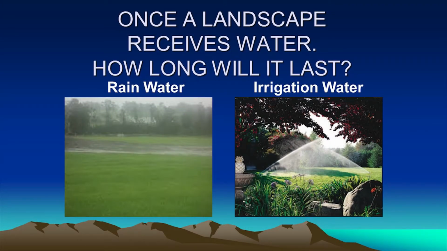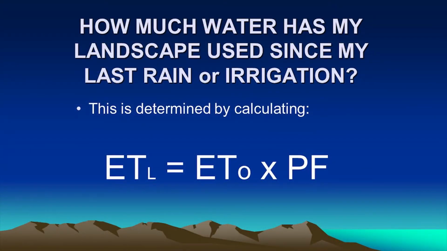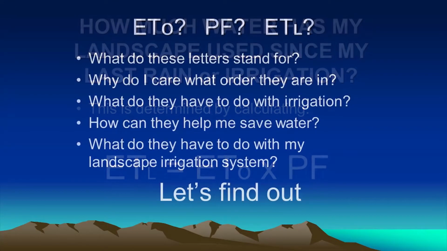Once a landscape receives water, whether it's raining or whether we irrigated, how long is it going to last? How long before I irrigate again? So at that point, when do I decide it's time to irrigate again? So we have a basic equation with three variables that hardly anyone's heard about. Basically, ETL equals ETO times PF.